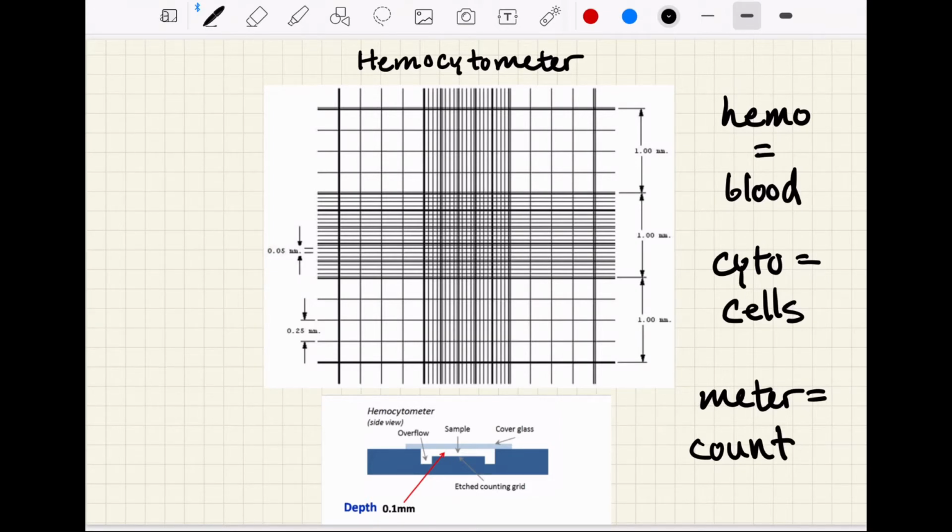So the way this works is that there is a well built into a special microscope slide, and the sample is placed into the well. The well has a precise depth of 0.1 millimeters, and it has a tiny grid etched into it so that you can see the grid when you look at your sample under the microscope. The grid has squares with specific side lengths, as shown here. Let's zoom in on one of these sections in the next slide.